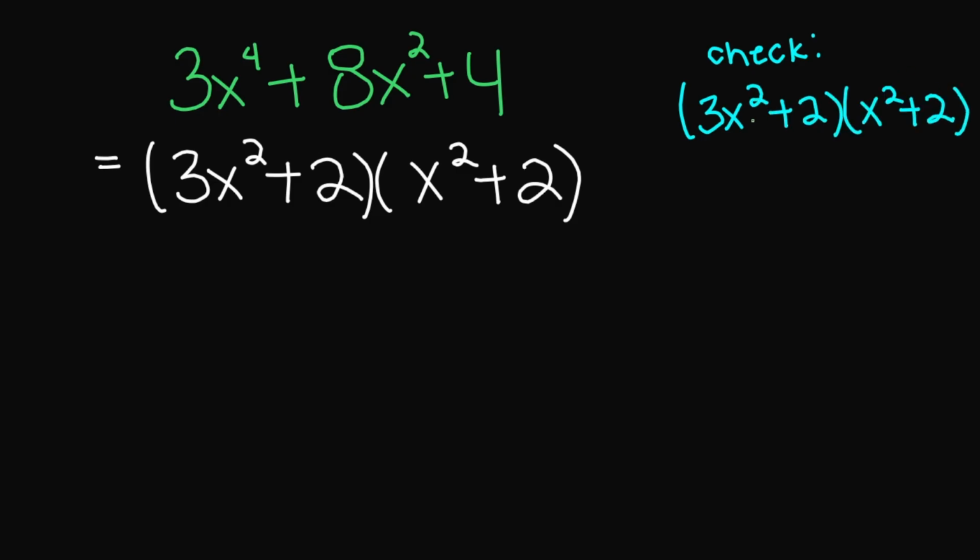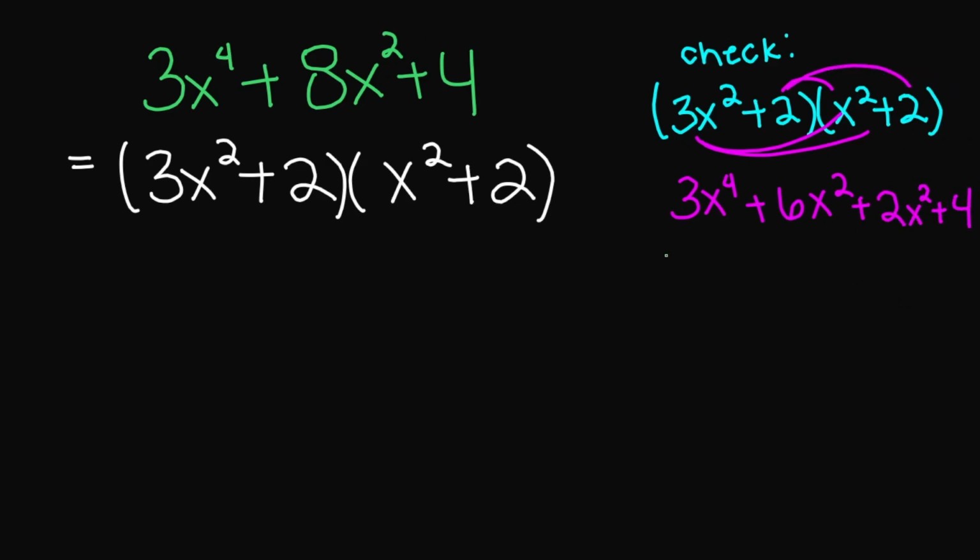Okay, so this is your answer here. If you were to check this, you have 3x squared times x squared. That's going to be 3x to the 4th power. 3x squared times 2 is a +6x squared. 2 times x squared, this is going to be 2x squared. And then 2 times 2, this is going to be a +4.